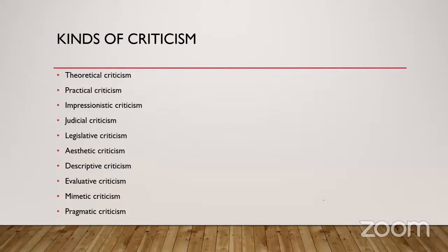Next is practical criticism. We'll be discussing practical criticism in depth. One of the major proponents of practical criticism is I.A. Richards. Practical criticism is also called applied criticism. It concerns itself with the discussion and analysis of particular writers and works. In practical criticism, the focus will be on a particular work or particular writer. Some of the famous exponents of practical criticism are I.A. Richards, T.S. Eliot, Cleanth Brooks.